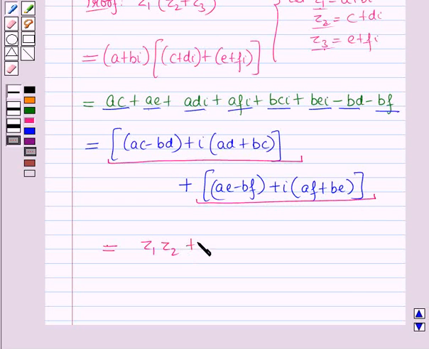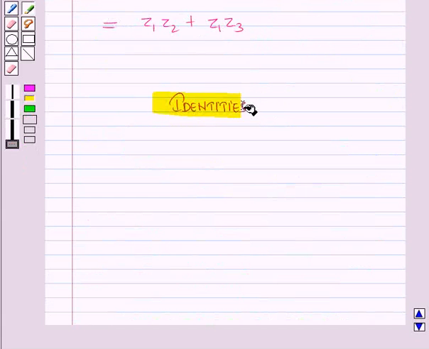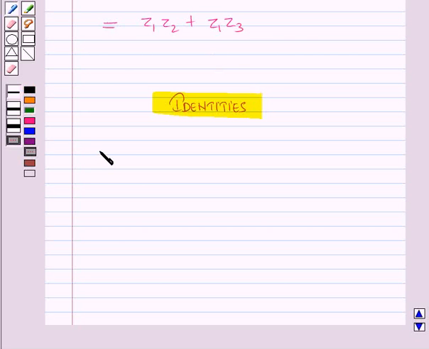So this is equal to Z1 into Z2 plus Z1 into Z3. So we have proved the left distributive property. Similarly, we can prove the right distributive property. Now let us discuss some identities. The first identity is Z1 plus Z2 whole square is equal to Z1 square plus 2Z1Z2 plus Z2 square, where Z1 and Z2 are the complex numbers. Now let us prove this identity.